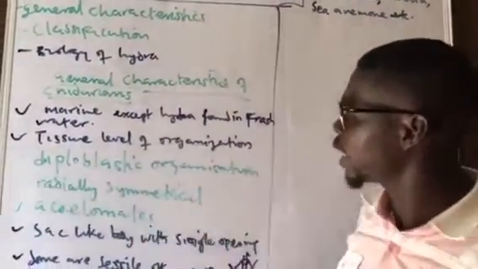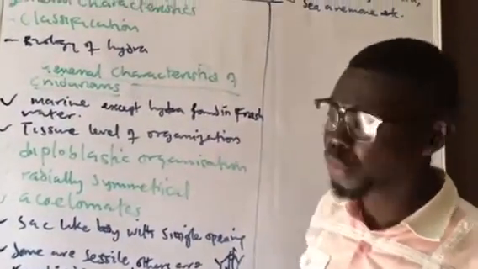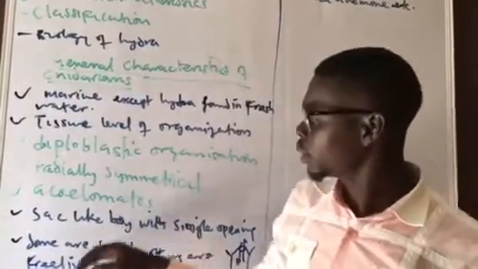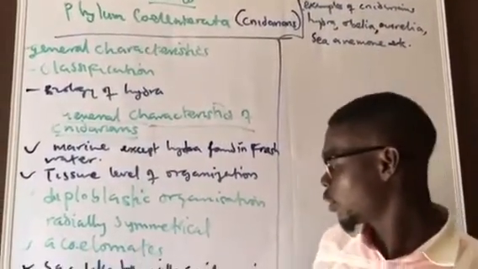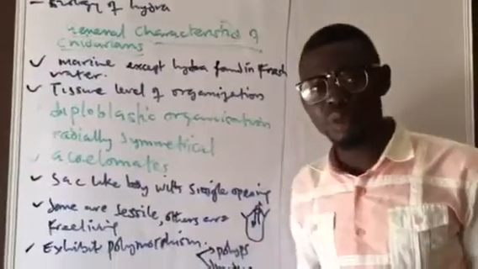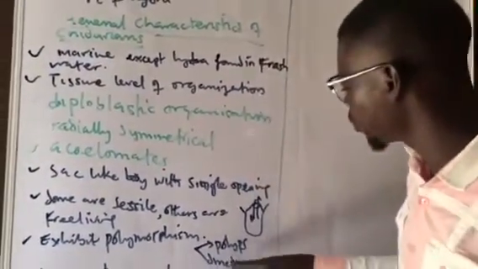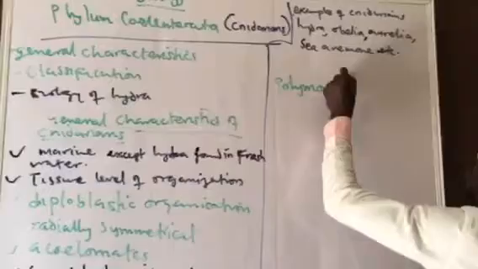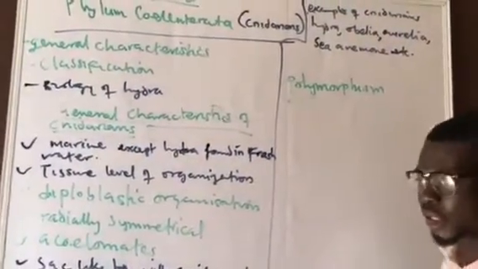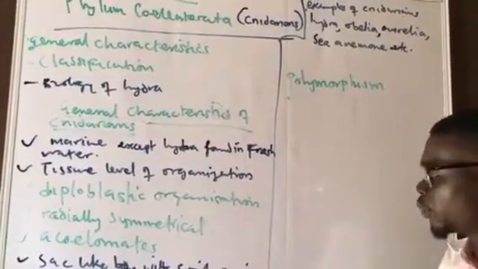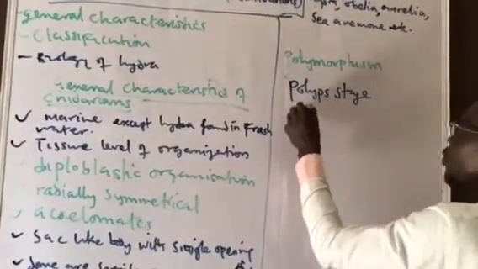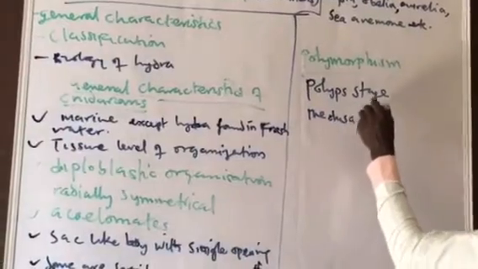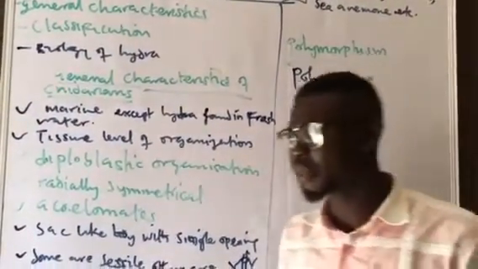Then we also have radial symmetry, unlike the Porifera, where we have asymmetrical bodies. These ones are radially symmetrical. Then we have another advancement, polymorphism. When we talk about polymorphism, we said it is the existence of organisms in two distinct generations. We have the polyp stage as well as the medusa stage. These stages alternate depending on the lifestyle.